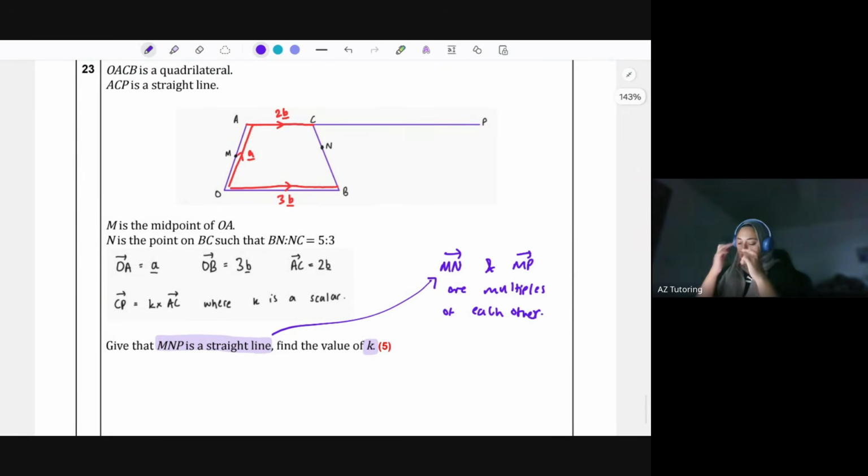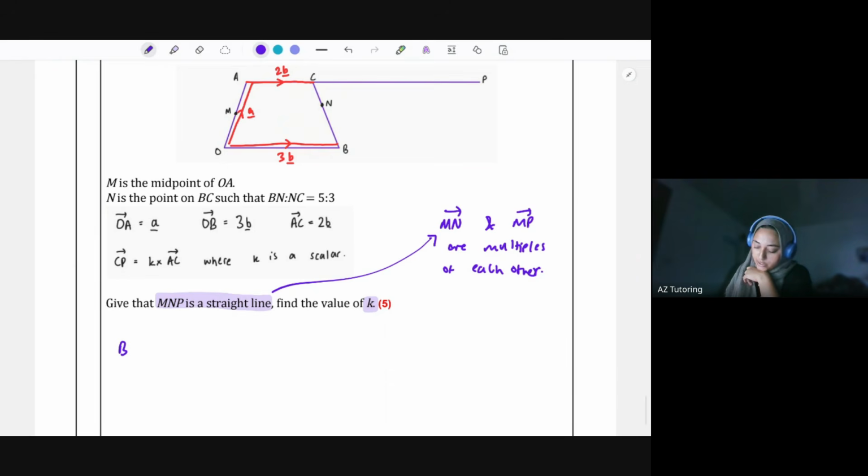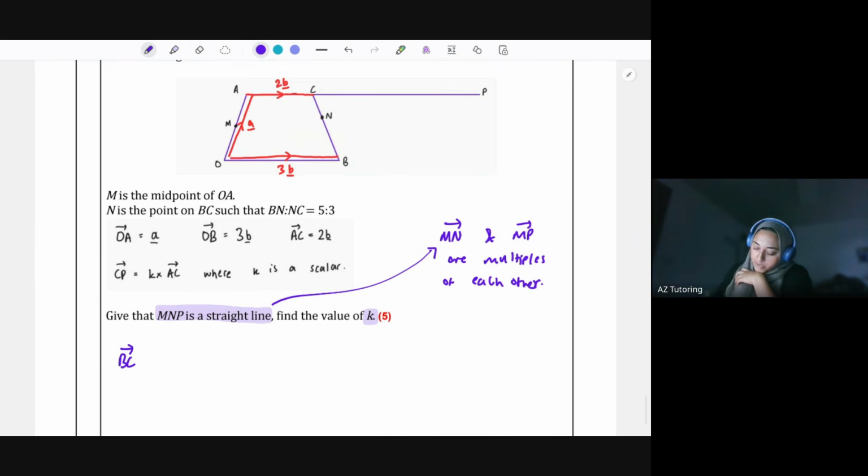So what I would just say is start finding the values of some of these vectors, and then hopefully it all fits in. So I don't have BC, so let's find BC. I'm just going to start finding vectors. Since it's 5 marks, it's worth getting as much information as possible, and then you can figure out where k fits into this. So BC. Now, remember there's different paths that you can take to get to certain places. So you could get the same answer by doing a different method to what I'm doing right now.